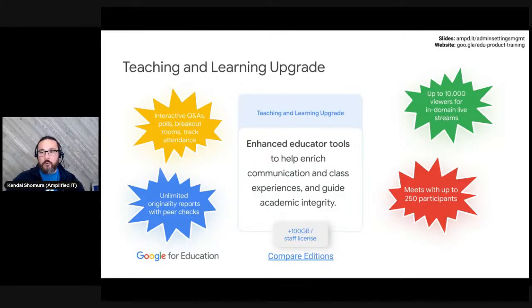In addition to the features that you're going to get upgraded, you also get an upgraded storage amount. The storage amount is 100 terabytes standard for everybody on Fundamentals. But if you purchase the teaching and learning upgrade, you will get an additional 100 gigabytes per staff license added to the storage pool, not added to individual accounts. So if you assign an account a license for teaching and learning, you're not saying give this person 100 gigabytes more space. You're saying add 100 gigabytes to the total storage that you have. Just want to be clear about that.